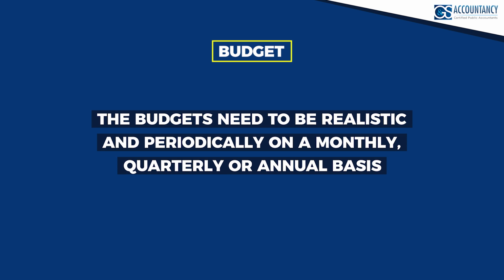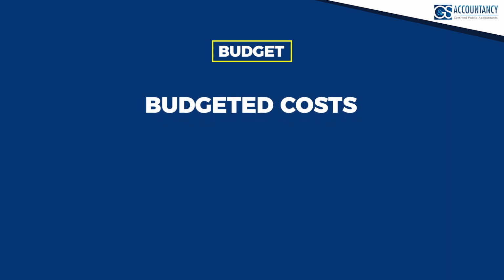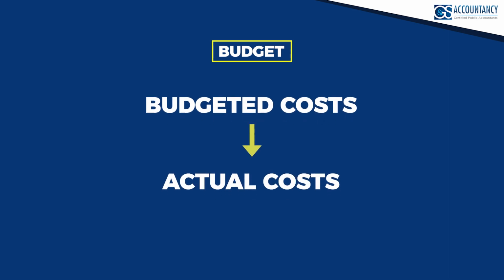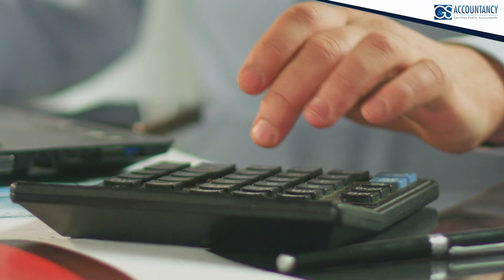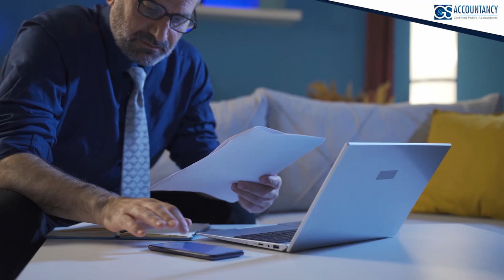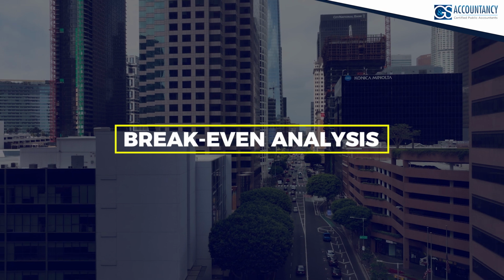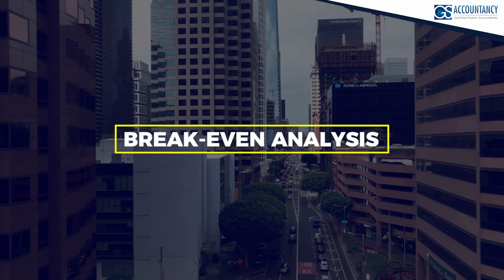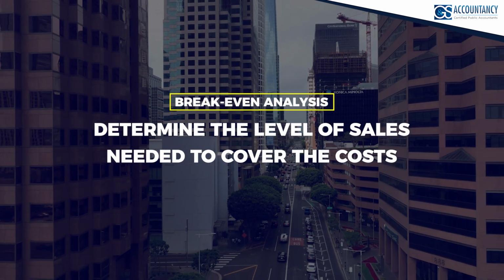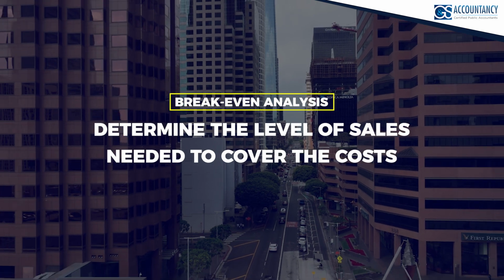So the budgets need to be realistic, and periodically, on a monthly, quarterly, or annual basis, you will compare your budgeted costs with actuals, so what you actually spent on those expense categories. So you will monitor your performance against your financial targets. A budget will help you control your spending, save money, and achieve your financial goals. The next type of report is a break-even analysis. Break-even analysis helps you determine the level of sales you need to cover your costs.